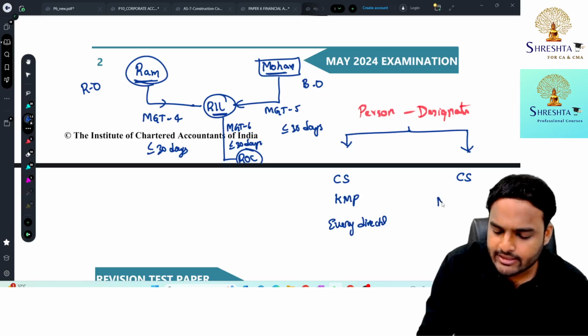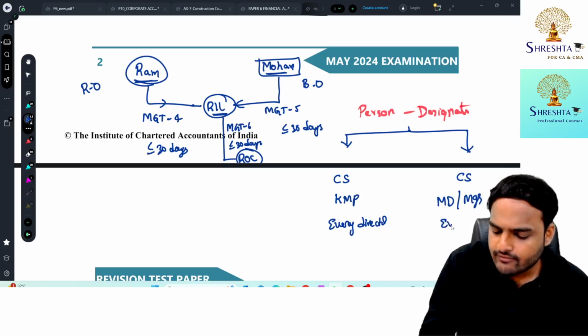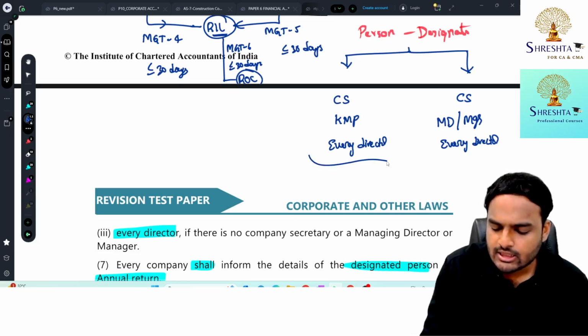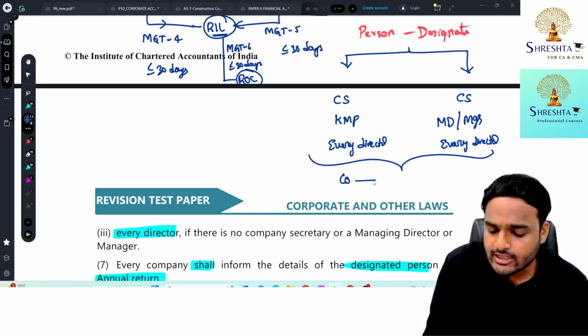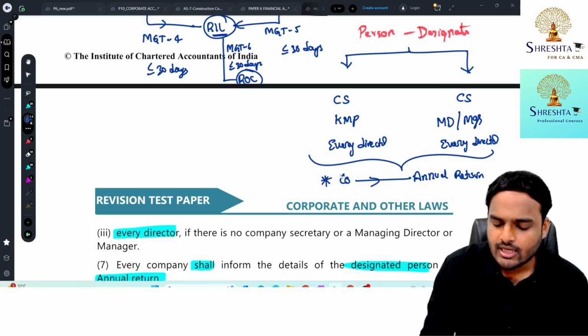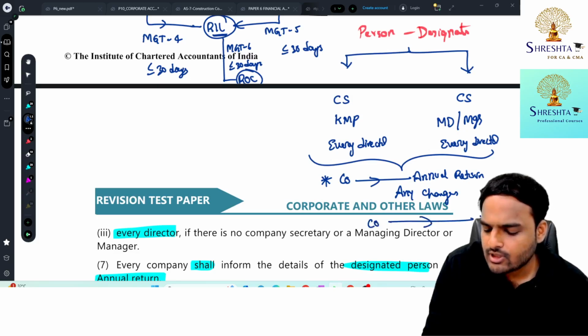If no company secretary, then managing director or manager. If no managing director, then every director. So who is the designated person? Yes, that thing company has to furnish the information in annual return. Company has to furnish the details of designated person in annual return. And any changes in designated person, yes, company has to communicate the same with ROC.